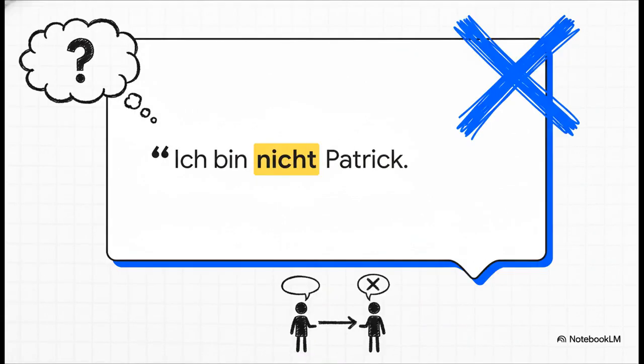And what about names? If someone asks, bist du Patrick? Are you Patrick? A name is specific, not just any noun, right? So we use nicht for this too. You'd say, ich bin nicht Patrick. Once you get the hang of it, the pattern really starts to make a lot of sense.